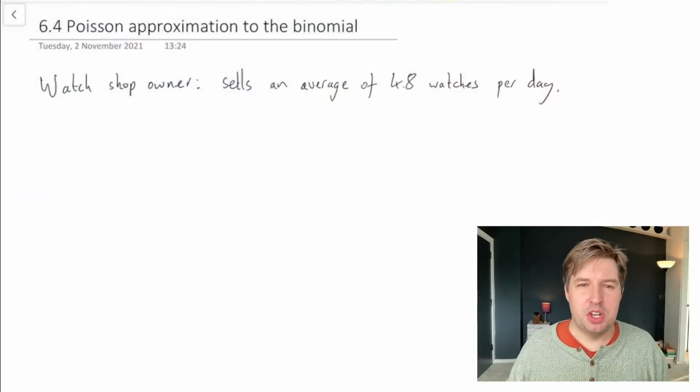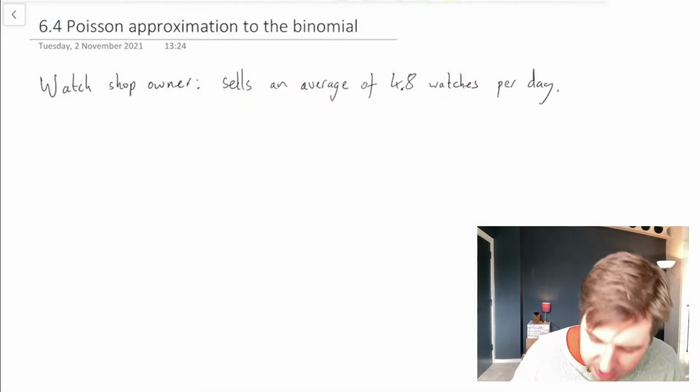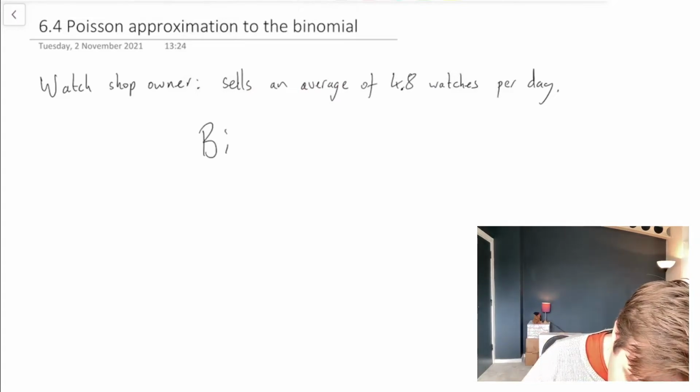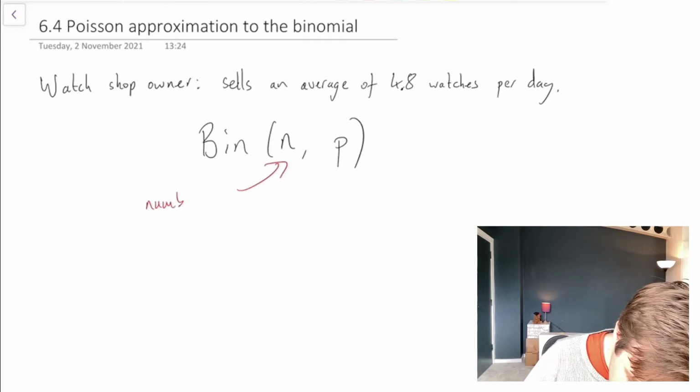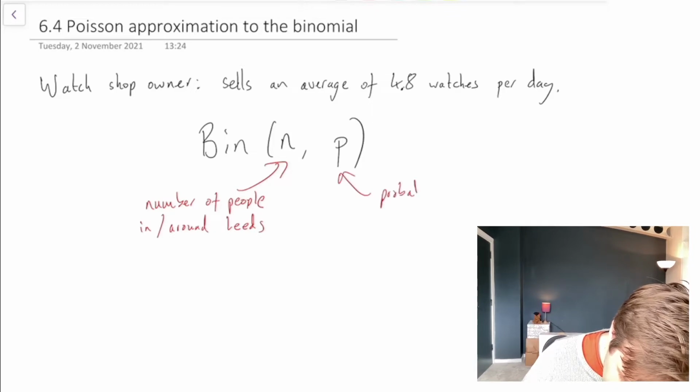So I'm a watch owner. I sell an average of 4.8 watches per day. And we're thinking that we might want to model this as binomial(n, p), where n is the number of people in and around Leeds, and then p will be the probability they buy a watch each day.